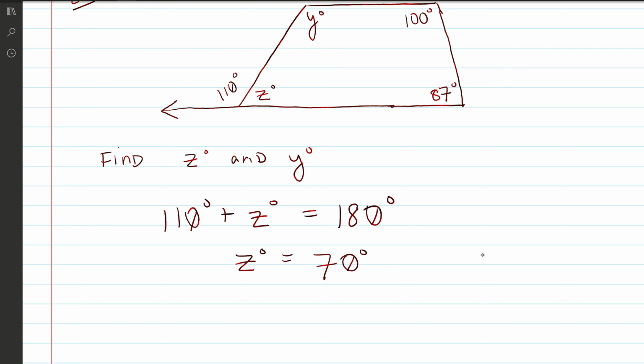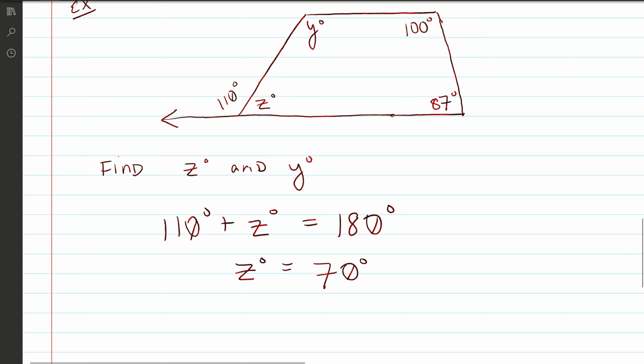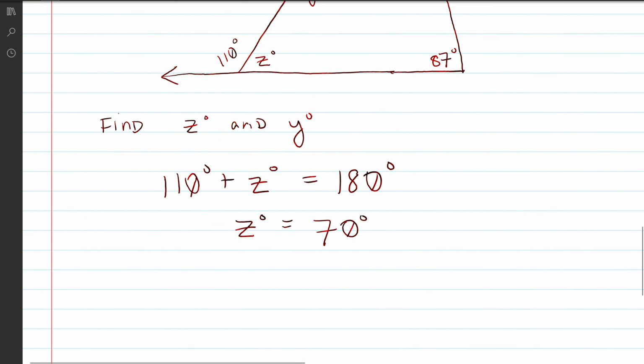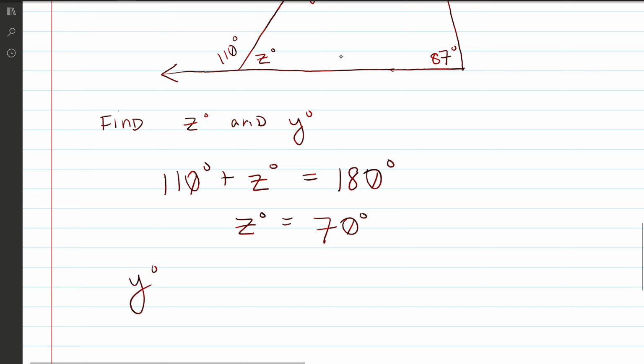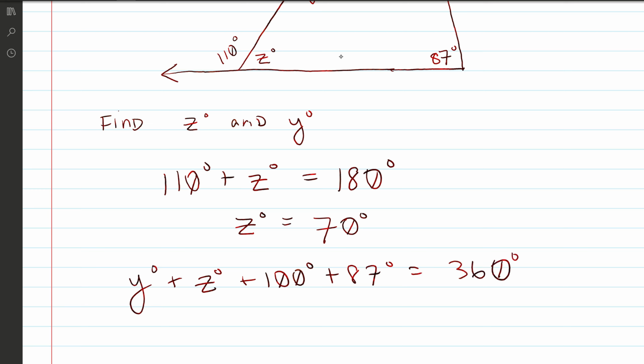Alright, so now I know what Z is, and I know that this is an 87-degree angle to the bottom right. Top right is a 100-degree angle. Top left is still unknown for me. I'm trying to find that Y degrees. So given that Z is 70 degrees, I could say that Y degrees plus Z degrees plus the 100 degrees plus the 87 degrees are all equal to 360 degrees, because we just stated that earlier in the theorem for a convex quadrilateral. All of these interior angles have to add up to 360.